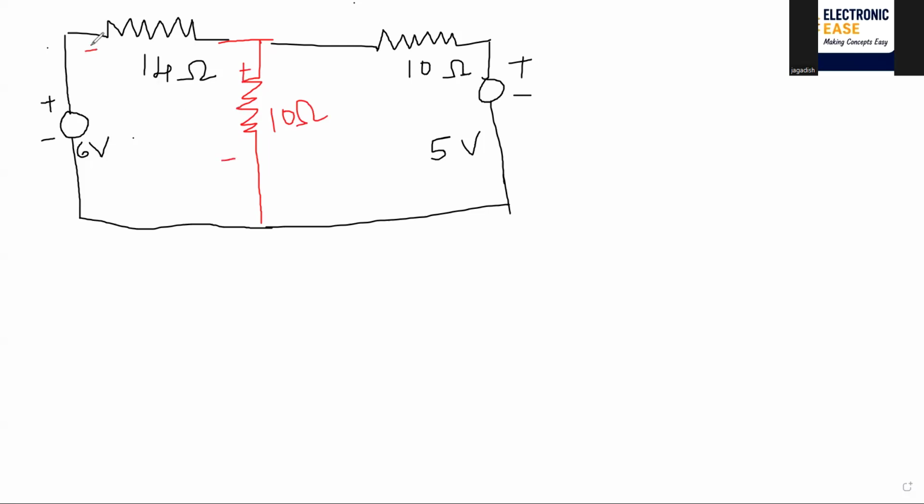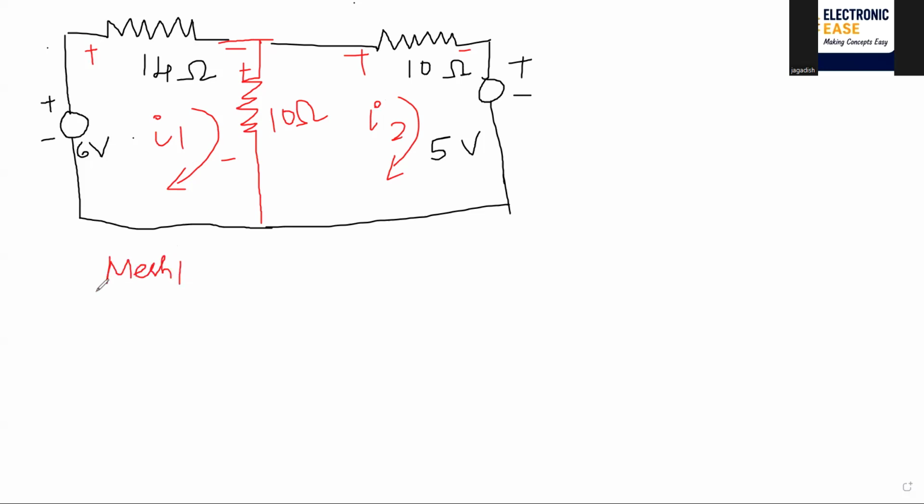So you need to assign I1 and I2 currents. You need to assign I1 and I2 currents along with the question, you need to write this. So I1 and I2, let us start, children. What is the first equation? Applying KVL for mesh 1.